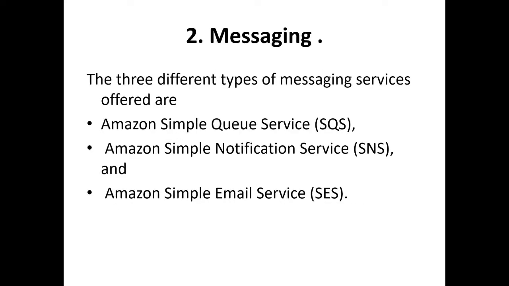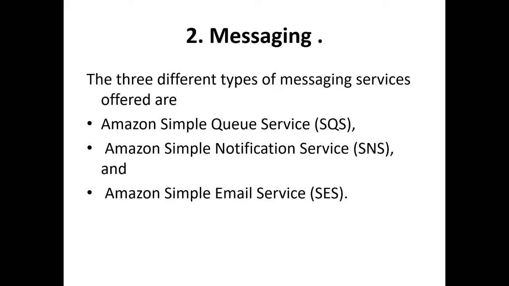So, the second type of communication service under Amazon has three types to be specific. One is Amazon Simple Queue Service. The second one is Amazon Simple Notification Service, and the third one is Amazon Simple Email Service. We will discuss each one of them briefly in the next slide.